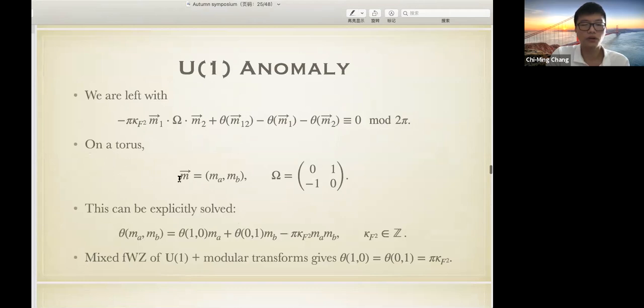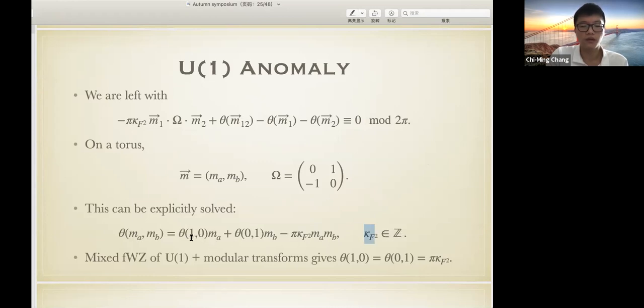On the torus, there are two independent winding numbers, m_a and m_b. They are given by integrating dλ along the a cycle and b cycle. And the intersection matrix is just given by this 2x2 matrix. So this equation can be solved explicitly. The solution is given here. We have linear terms in m and also quadratic terms in m. The coefficient of the quadratic term is the anomaly coefficient, and this equation also tells us that the anomaly coefficient should be an integer.